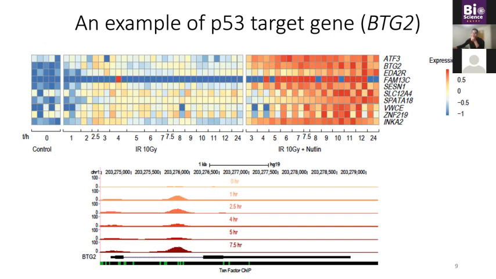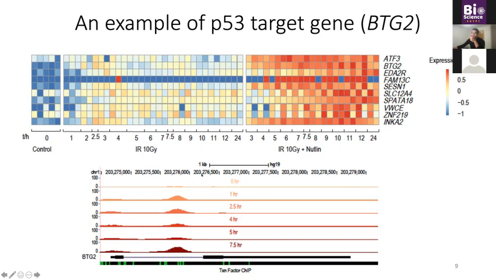However, if the cell was treated with gamma radiation, P53 will get activated, because gamma radiation induces DNA damage, and P53 becomes activated in response to DNA damage. You can see after P53 gets activated, you see a significantly increased gene expression. And the same thing for this target gene called BTG2.